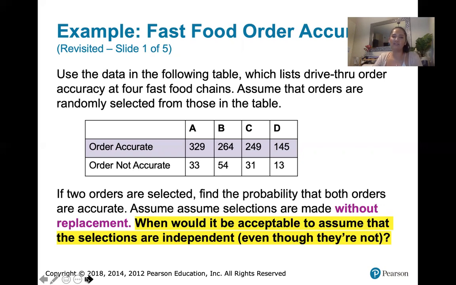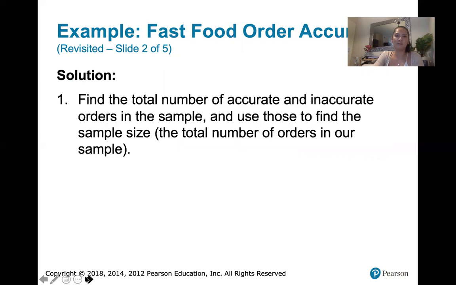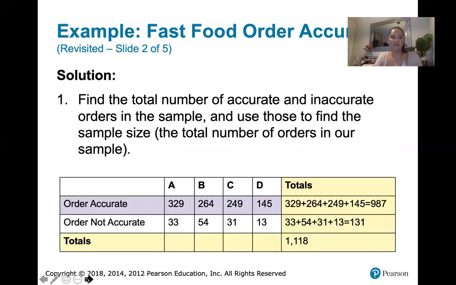Well, we've got to go back to that 5% rule. In order to get started, I need to know the sample size. So we're going to fill in that table again. We're going to find the number of accurate orders by adding up all the entries in this row. We're going to find the number of inaccurate orders by adding up all the entries in this row. And then we total this column, and that gives us the total number of orders. So we do that first, just so that we have that lowercase n. That's our sample size. That's 1,118.